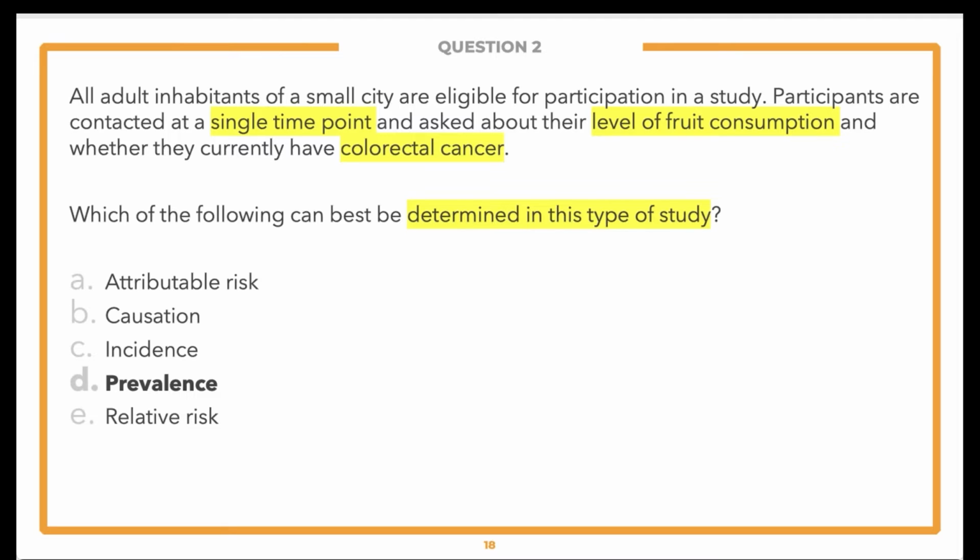Think about cutting a tree in half and doing a cross-section of the tree. So I'm looking at only one area. So that's the idea. Okay. So when I'm thinking cross-sectional, I'm not going to be able to find out how many new cases there are or what caused it or what's the risk of getting it. All I can tell you is how many people have colon cancer or how many people that are eating fruits have colon cancer or how many people that aren't eating fruits have colon cancer.